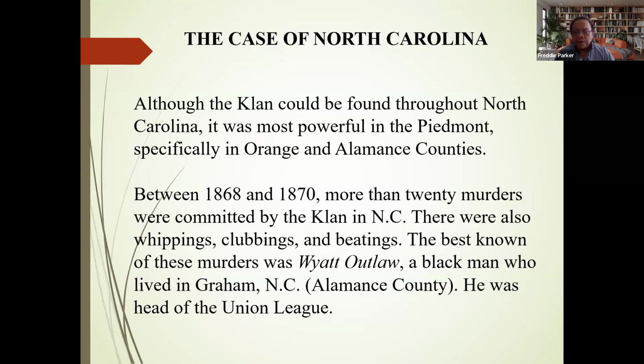Between 1868 and 1870, more than 20 murders were committed by the Klan in North Carolina, and that is a very conservative estimate. There were clubbings, whippings, beatings, and many of you may be familiar with the murder, the lynching of Wyatt Outlaw in Graham, North Carolina. That was in March of 1870. He was head of the Union League. And today we struggle to have the area where he was killed named in his honor. Right now it's called the Sesquicentennial Park, located right across the street from the place where he was lynched, and right across from the courthouse, where we still struggle to bring down a Confederate monument.